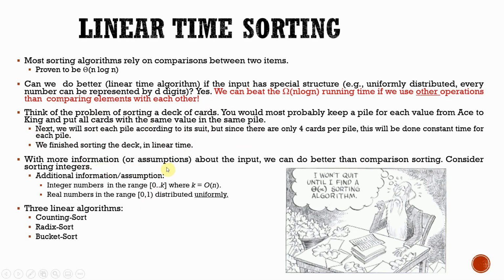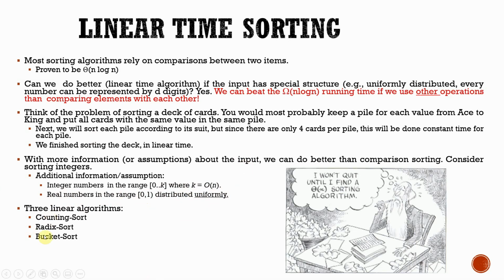With more information or assumptions about the input, we can do better than comparison sorting. So consider sorting integers or real numbers. Additional information or assumptions that we might need to apply linear sorting would be, for example, if we know that the integer numbers are in a certain range. Or if we have real numbers in the range between 0 and 1 and we know that the numbers are distributed uniformly. We'll talk about this condition in more detail later. In these cases we can apply linear time sorting.